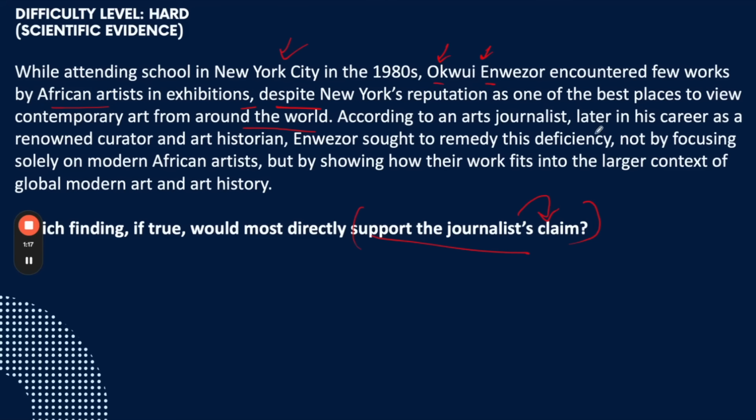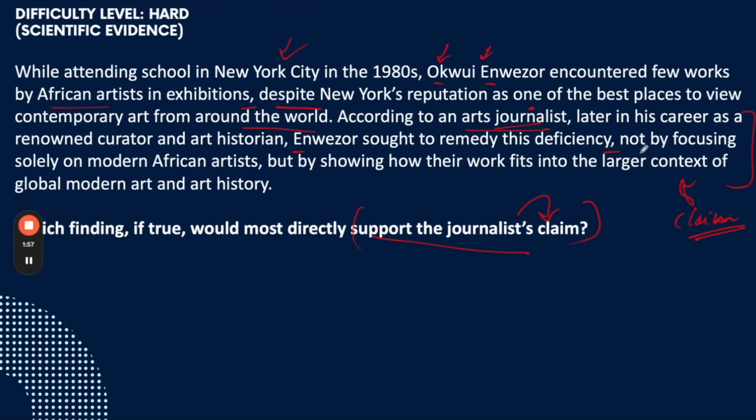According to an art journalist, later in his career as a renowned curator and art historian, he sought to remedy this deficiency. So what is this journalist doing now? So the question stem was about the journalist's claim, right? So this is what the claim is, and this is what we need to pay more attention to, because we have to further support it, right? What is the journalist saying? That later in OE's career, as he became a renowned curator and art historian, he did something about the problem of this deficiency, right? Deficiency of not seeing a lot of work by African artists.